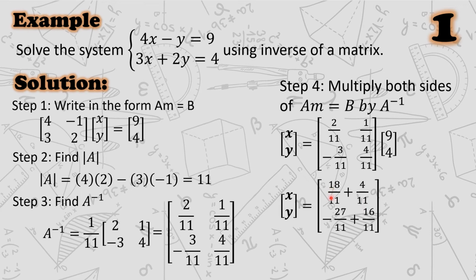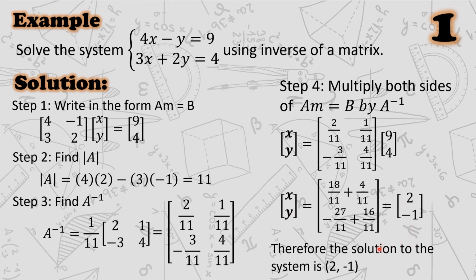Simplifying, 18 over 11 plus 4 over 11, we have 22 over 11, or that is equal to 2. Next, negative 27 over 11 plus 16 over 11 is negative 11 over 11, and that is negative 1. Hence, the variable matrix XY is equal to the column matrix 2, negative 1. Then we are done. The solution to the system is 2, negative 1. X is equal to 2 and Y is equal to negative 1.